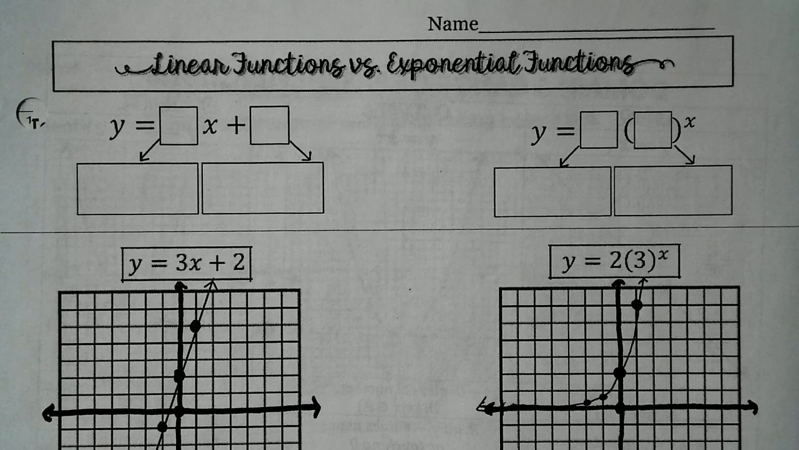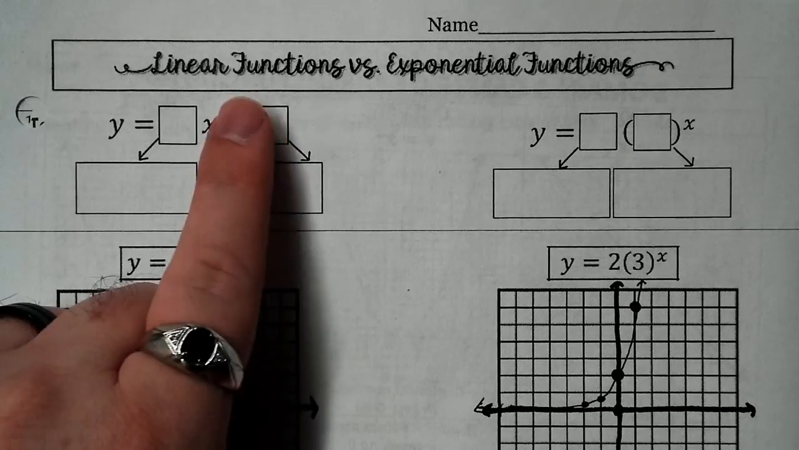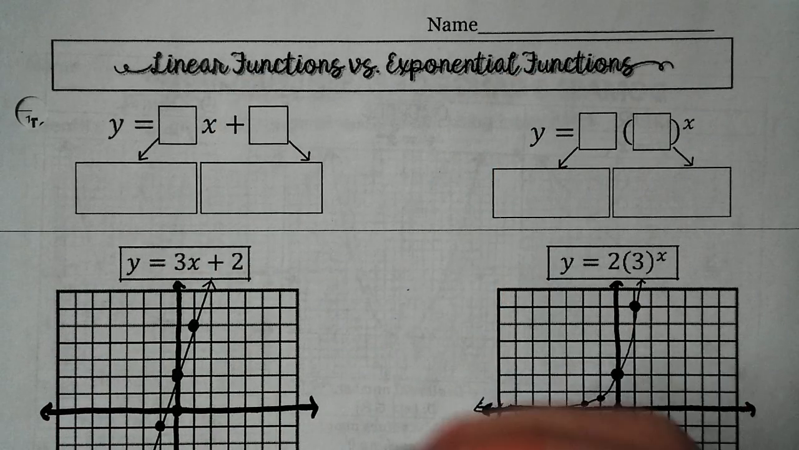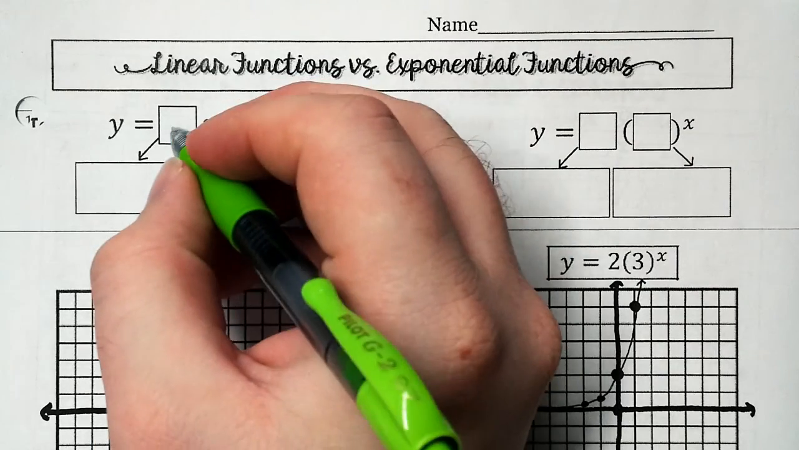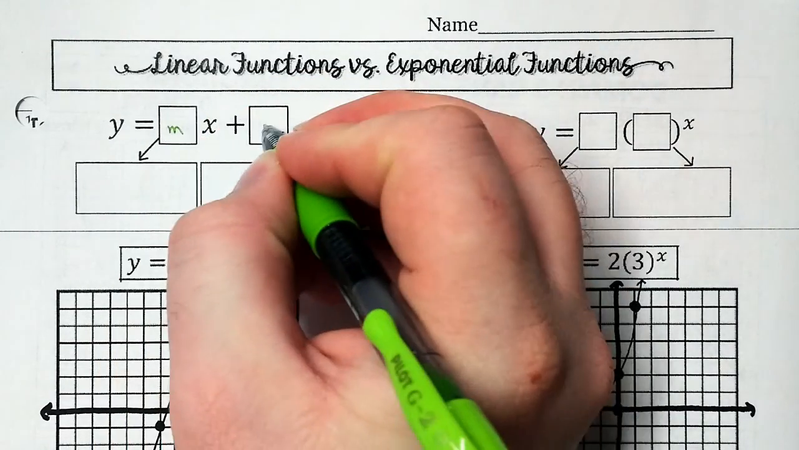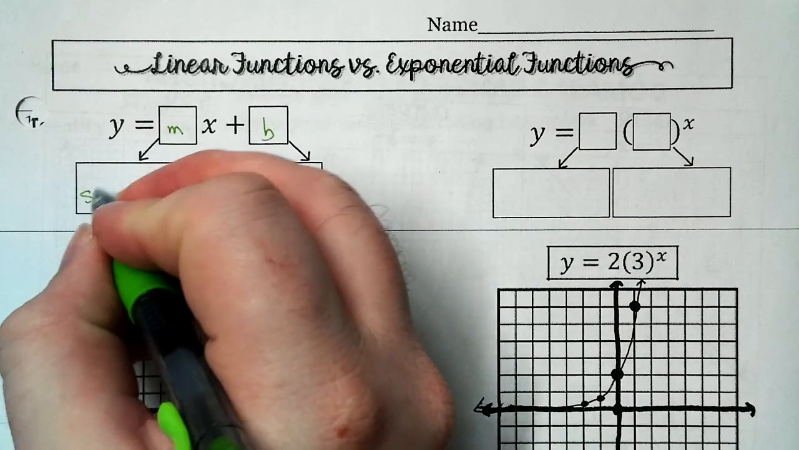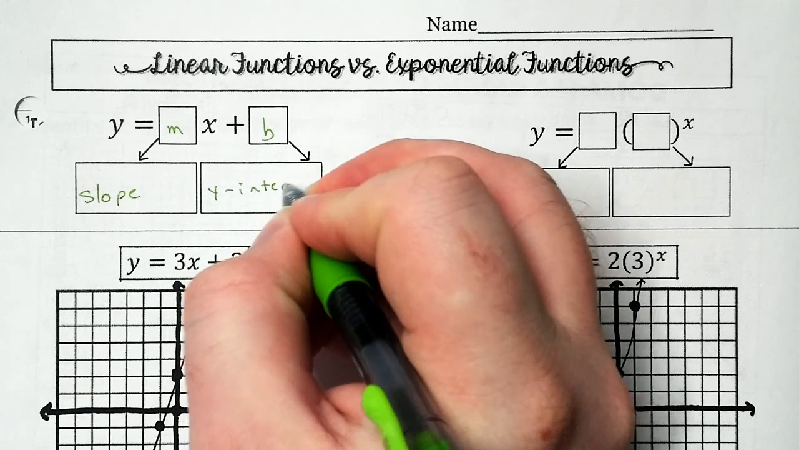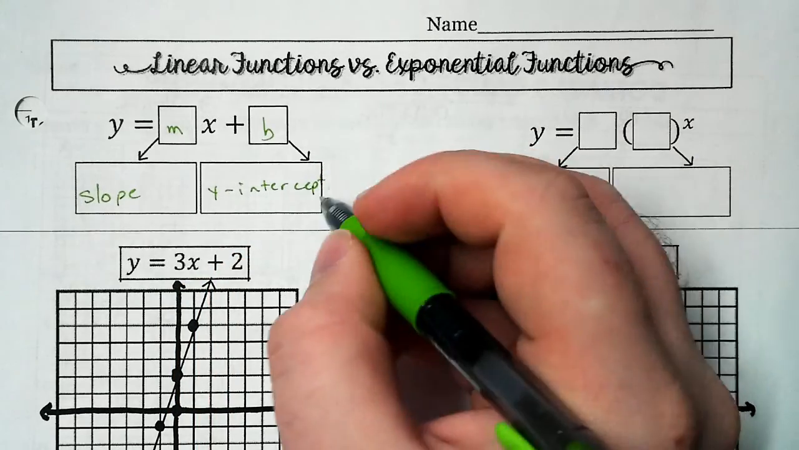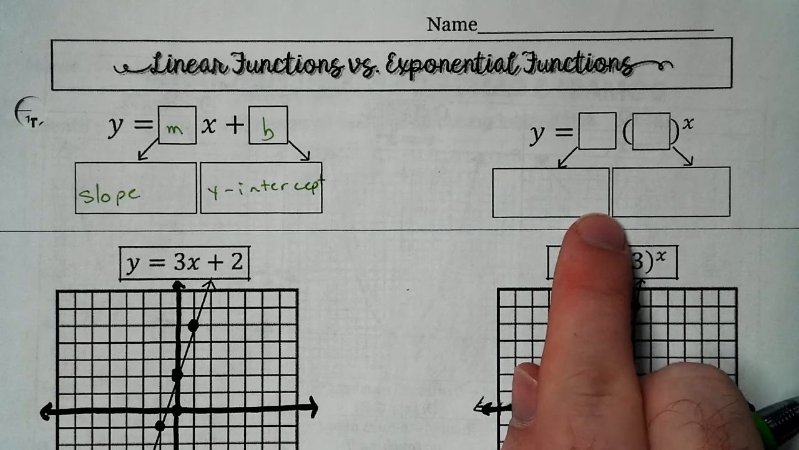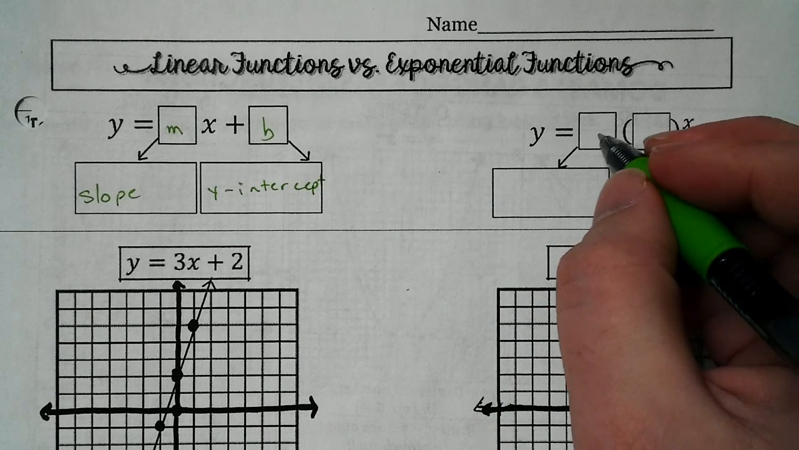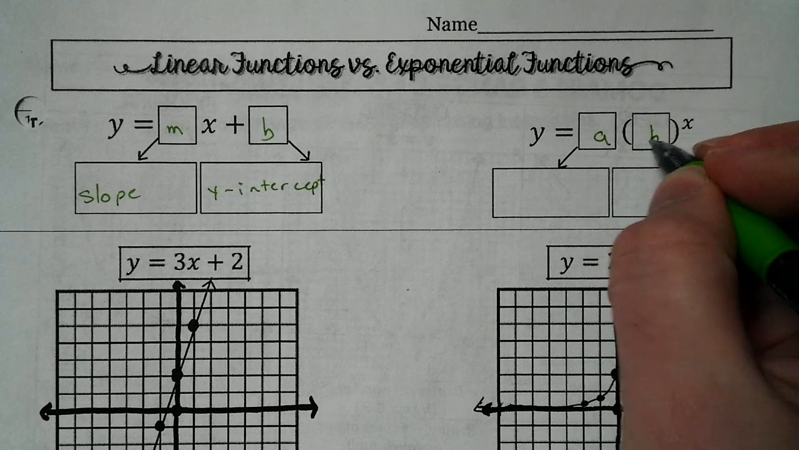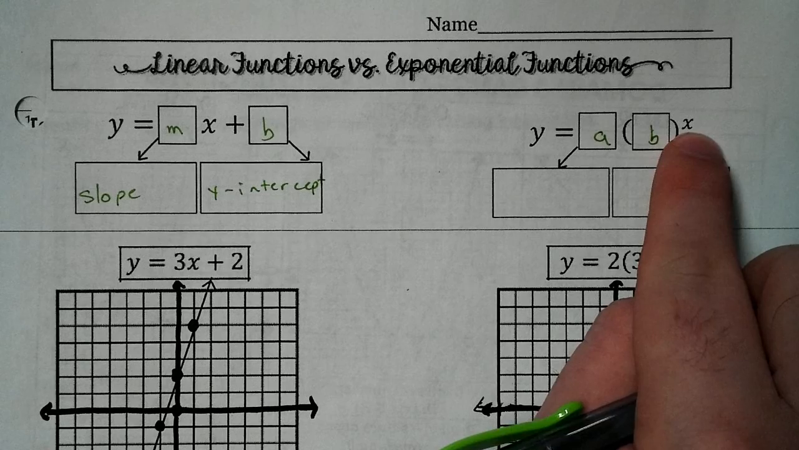All right, so for these notes, we're going to compare linear functions to exponential functions. We know linear functions are y equals mx plus b, where the m is the slope and the b is your y-intercept. Now, the exponential functions you're going to learn today are written like this: y equals a times b in parentheses raised to the x power.